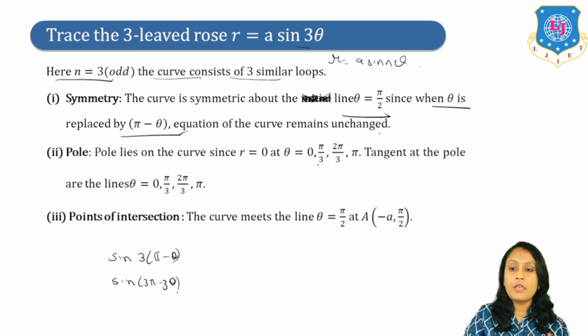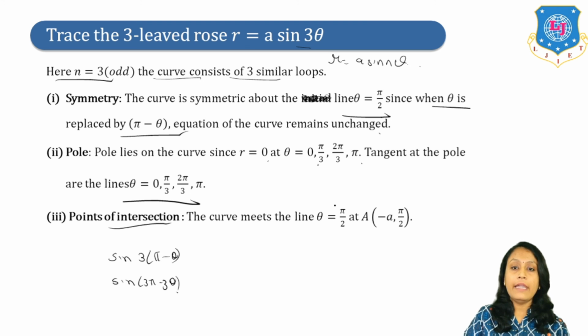Next is the pole. The pole lies on the curve since r is equal to 0 at theta is equal to 0, pi by 3, 2 pi by 3, pi. So we can say that the tangents at the pole are the lines theta is equal to 0, pi by 3, 2 pi by 3, pi. Now we will discuss the point of intersection.